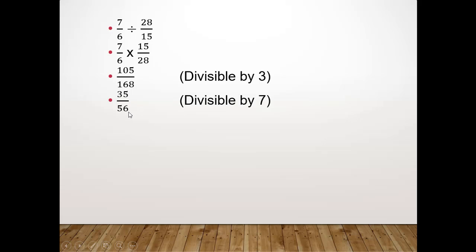And then 35 and 56 are furthermore divisible by the table of 7. Okay, so when I divide the values by the table of 7, I got the answer 5 divided by 8, because 7 times 5 is 35 and 7 times 8 is 56, and it cannot be divisible further. So that's my final answer for this question.